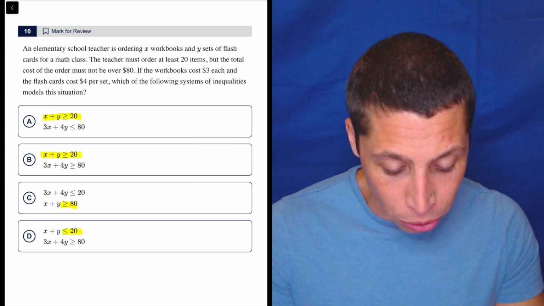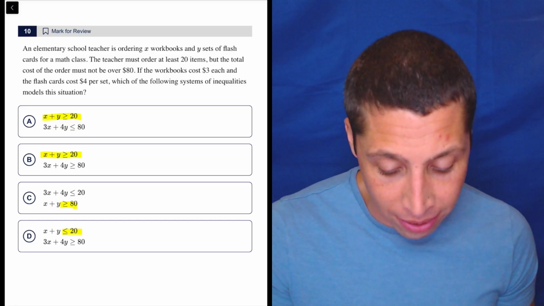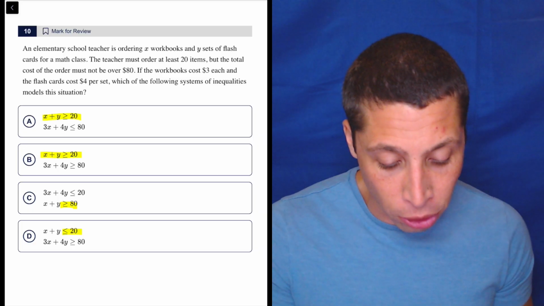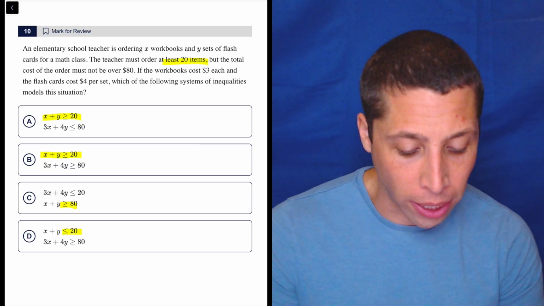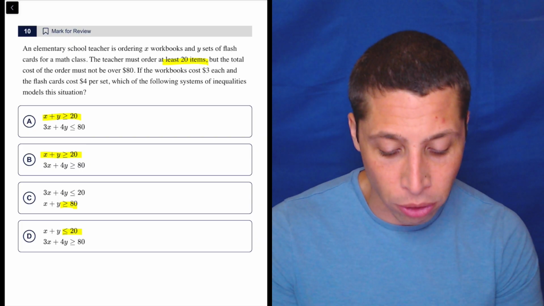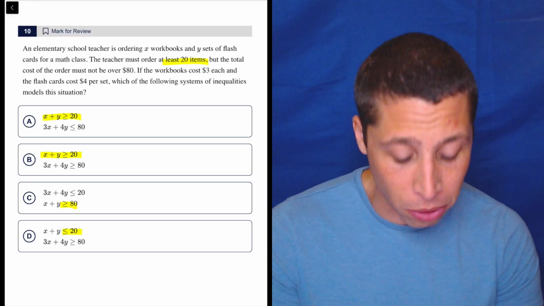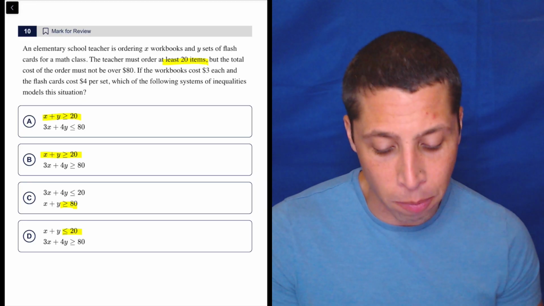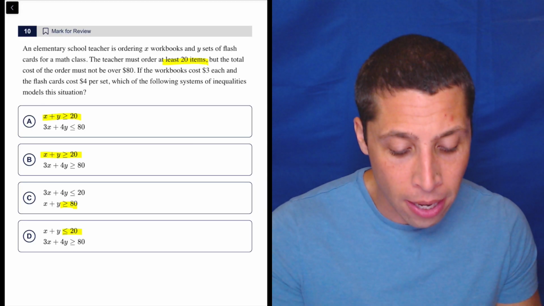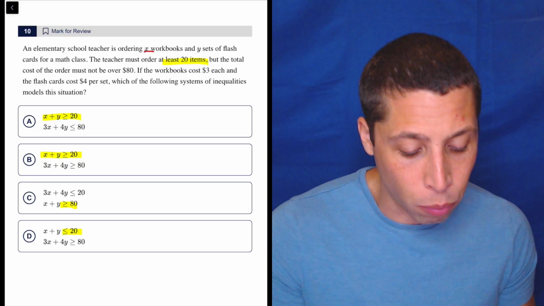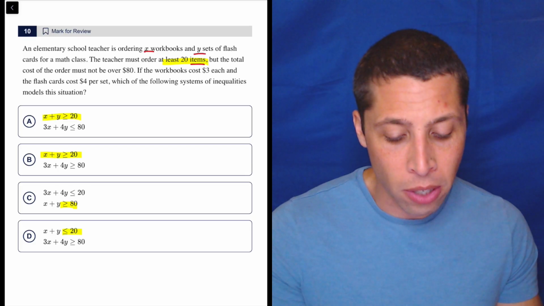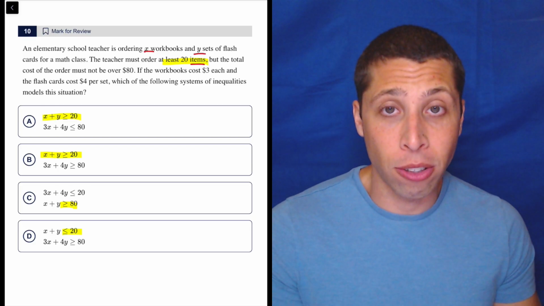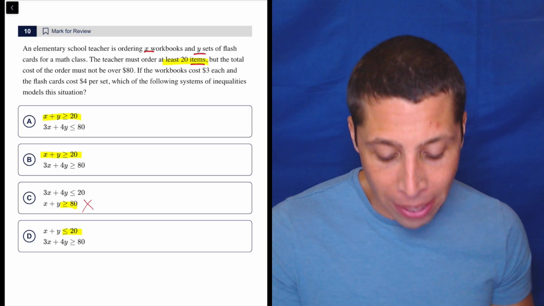An elementary school teacher is ordering x workbooks and y sets of flashcards for a math class. The teacher must order at least 20 items, but the total cost of the order must not be over $80. If the workbooks cost $3 each and the flashcards cost $4 per set, which of the following systems of inequalities models the situation? So already, if this is the number of workbooks and the number of flashcards, and we need to order 20 items, I don't want to be multiplying the cost. So this 80 right here makes no sense.